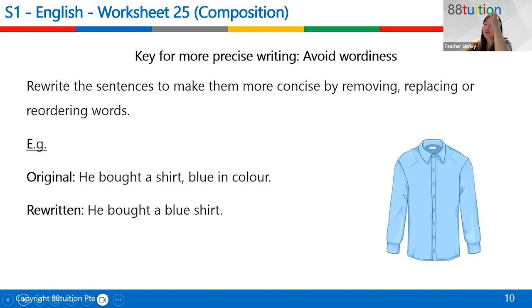Okay, now next one. Rewrite the sentences to make them more concise by removing, replacing, or reordering words. He bought a shirt, blue in color. You can just write he bought a blue shirt. That's all. In color is redundant, remember, because we understand that blue is definitely a color, unless it's a metaphor when you're referring to someone's emotions, like this person is feeling blue.